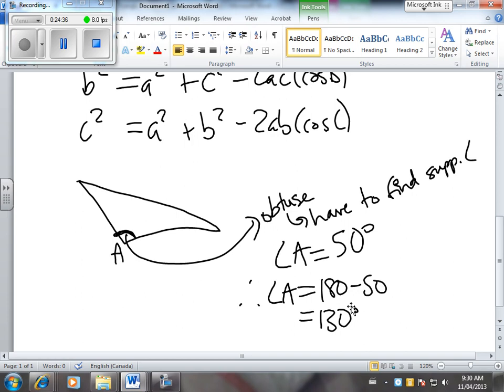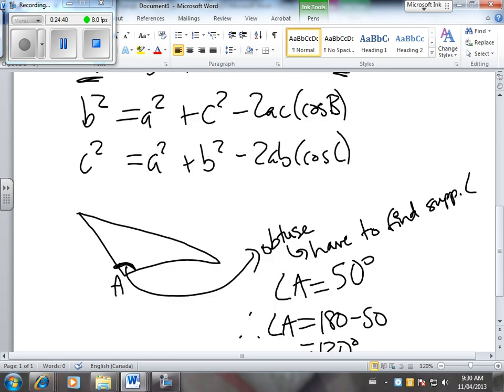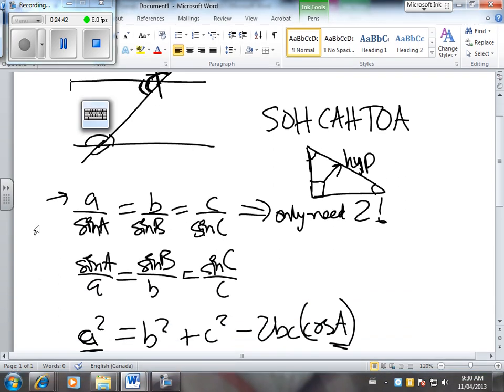This test is a little bit shorter than the last one. But again, be very familiar with your geometry, with all your parallel line rules, and be able to use SOHCAHTOA, sine law, and cosine law. And to use those, you have to identify what kind of triangle you have.